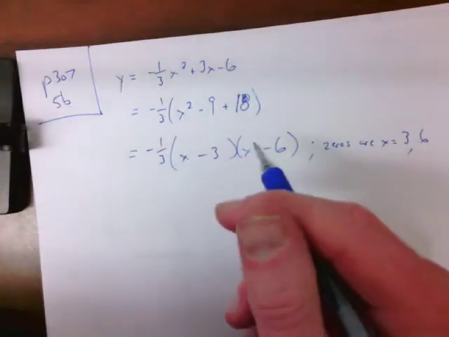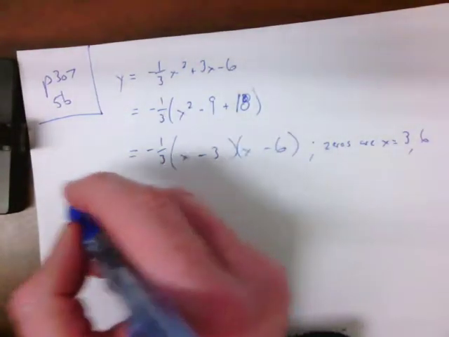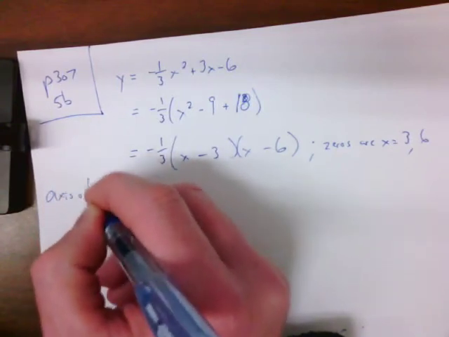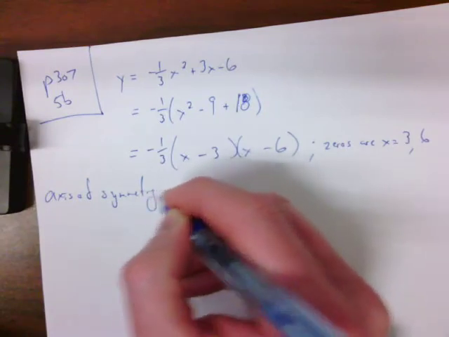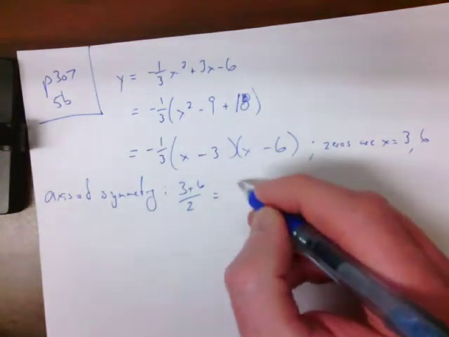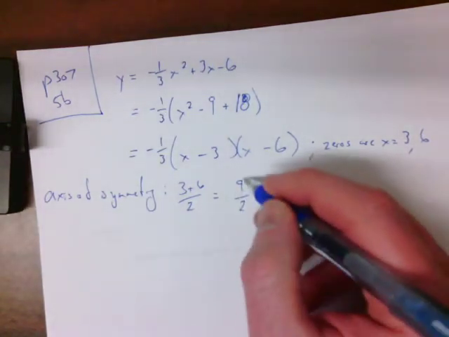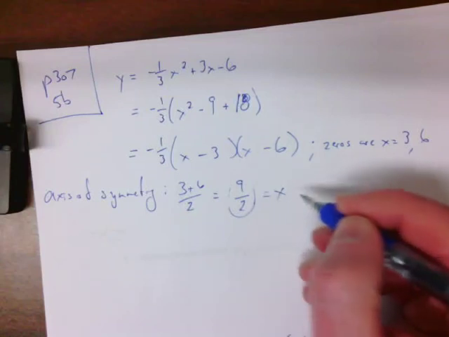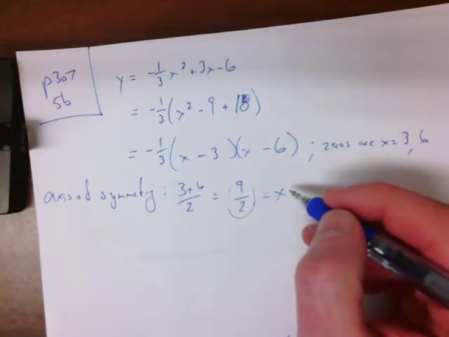What else does it want? Axis of symmetry. What's between 3 and 6? So for the axis of symmetry, we have 3 plus 6 over 2, which equals 9 over 2. Yes, it's 4.5. I'd rather you keep it as a fraction. So this equals x. That's your axis of symmetry. What else does it want?